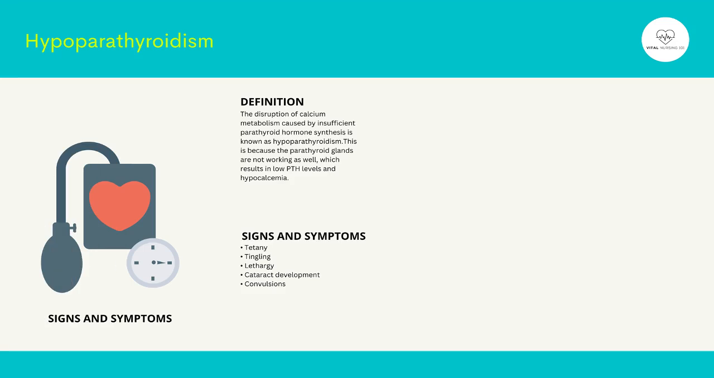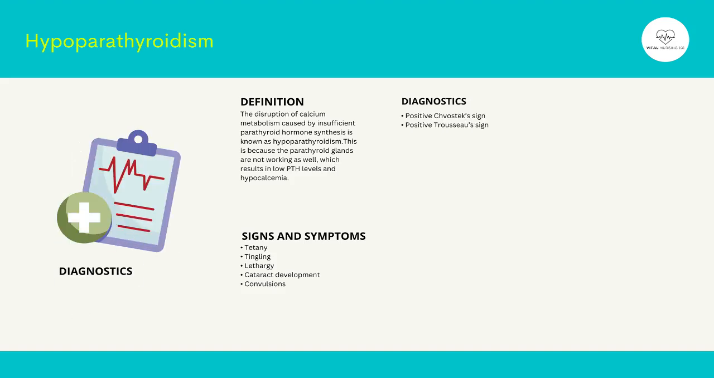Now, here are the signs and symptoms of the patient. The patient will present with tetany due to abnormal levels of calcium, tingling of periorbital area, hands and feet from abnormal calcium levels, lethargy due to low levels of parathyroid hormone, cataract development, convulsions due to acute low calcium levels. Overall, just remember that symptoms are due to deficiency of parathormone that results in an elevation of blood phosphate and decrease in blood calcium levels.